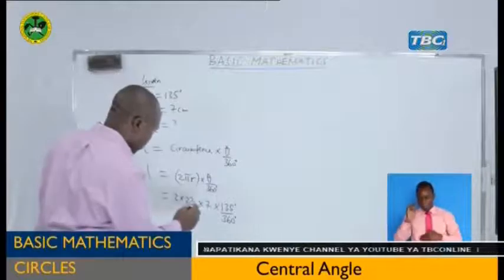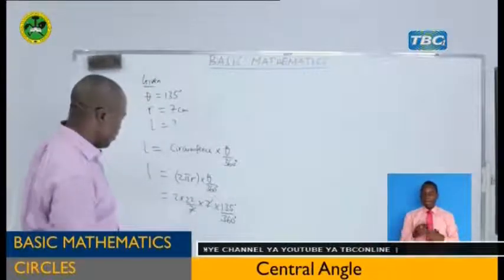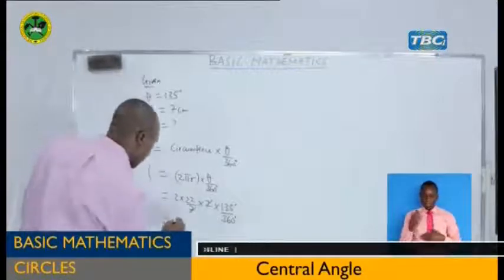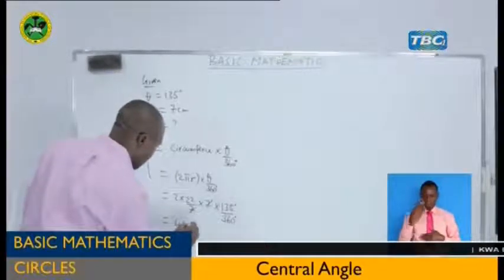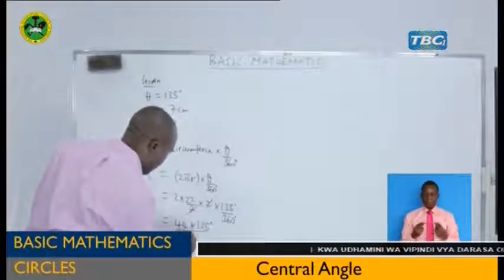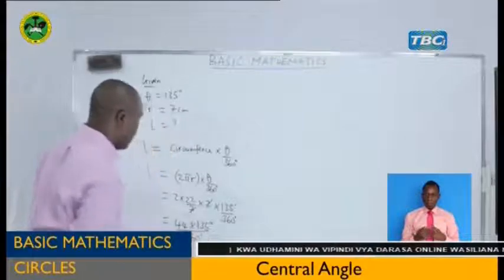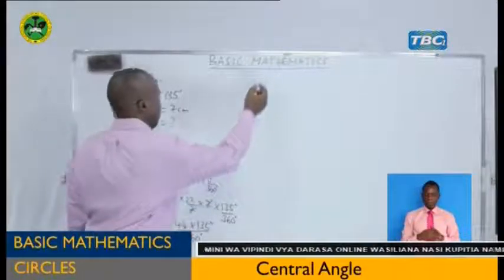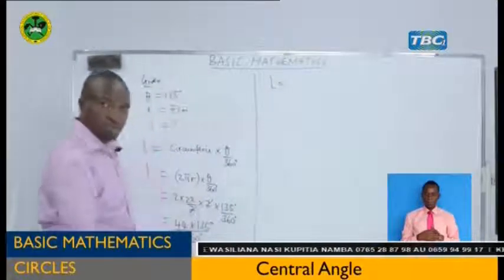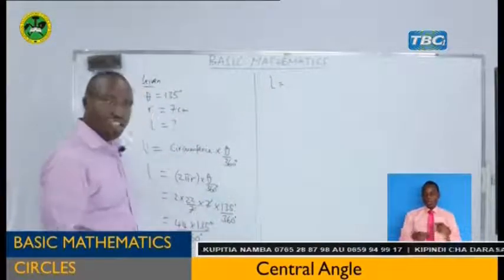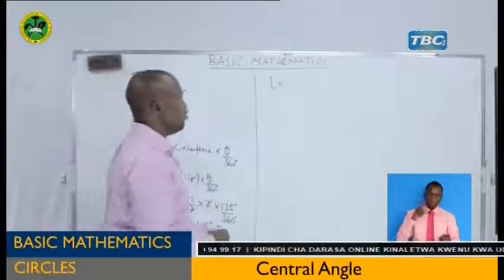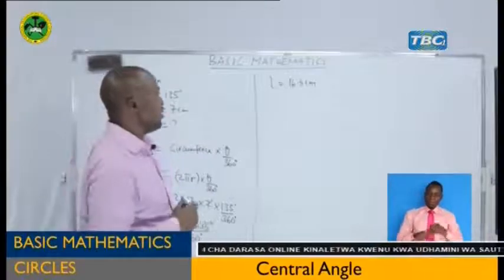So we simplify by 7, which is 1. Of course, that will be 2 times 22, that is 44, then times 135 degrees over 360. So you can continue simplifying. Now in this case, the arc length of the bicycle wheel will be equal to 16.5 centimeters.